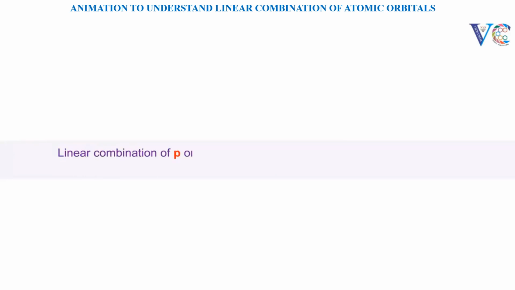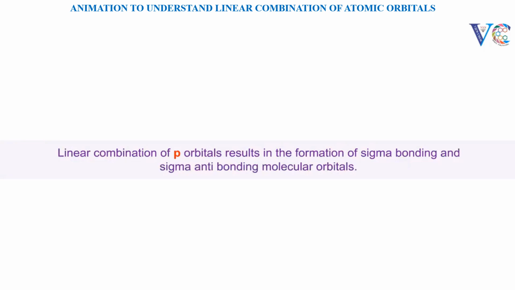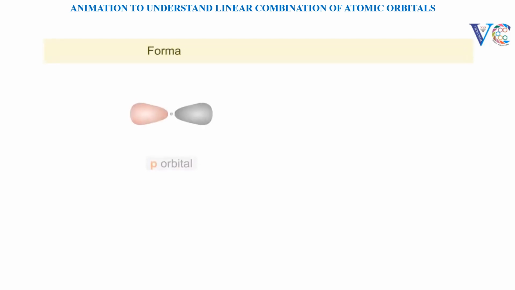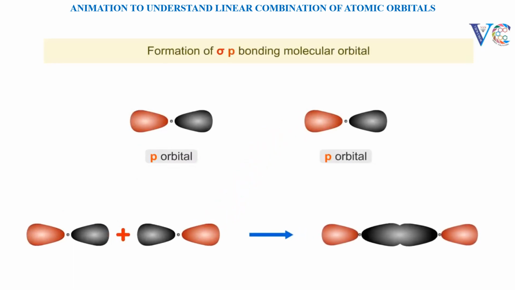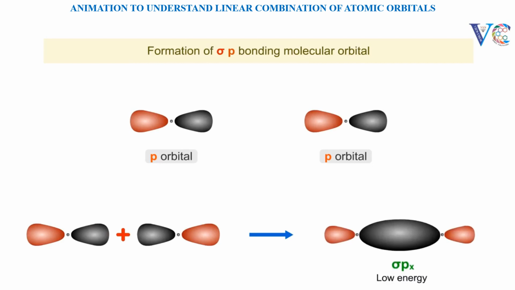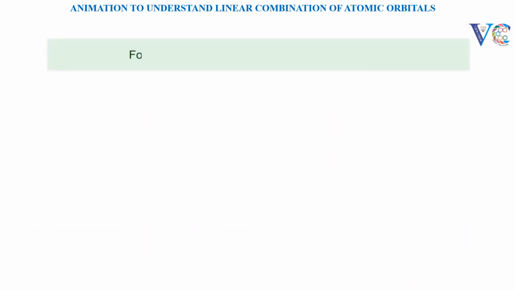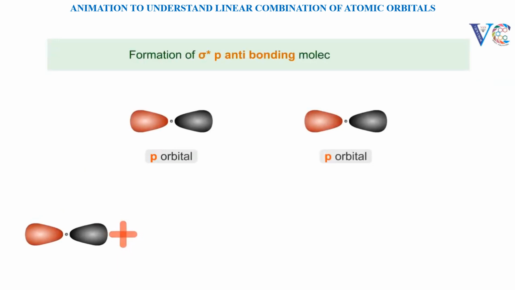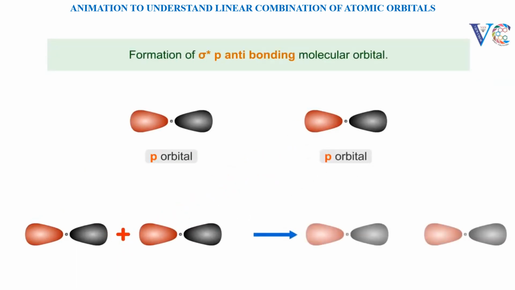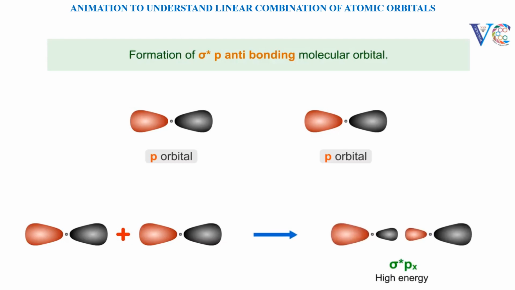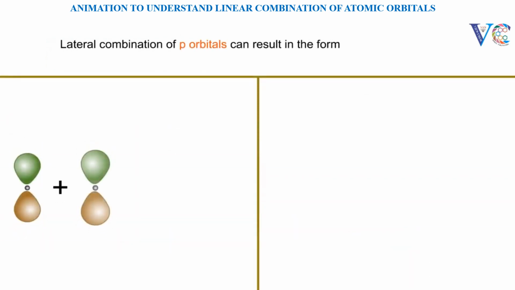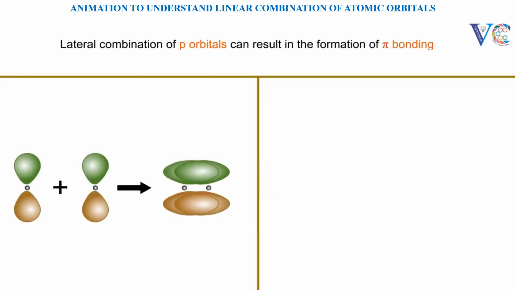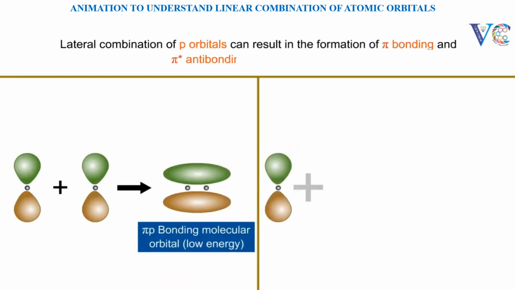Linear combination of p orbitals results in the formation of sigma bonding and sigma antibonding molecular orbitals. Formation of sigma p bonding molecular orbital. Formation of sigma star p antibonding molecular orbital. Lateral combination of p orbitals can result in the formation of pi bonding and pi star antibonding molecular orbitals.